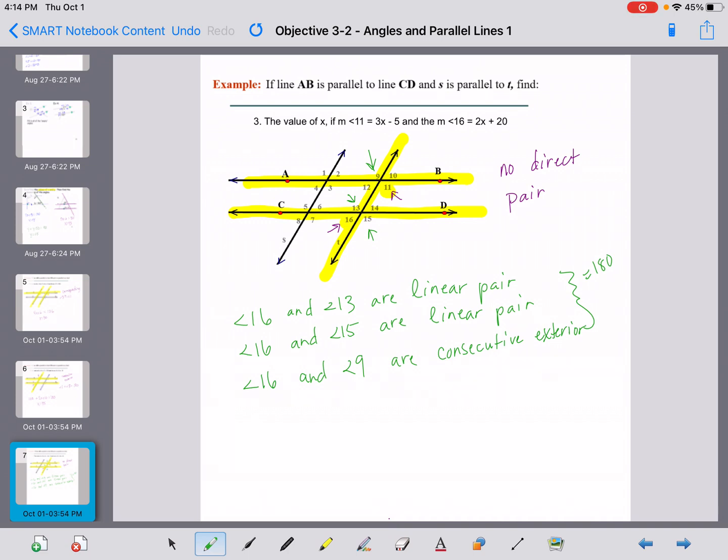I'm going to go with angle 15. Angle 16 plus angle 15 equals 180. Angle 16, so here's my substitution. And I'm going to substitute angle 15 with angle 11. So angle 15 equals angle 11. Remember? That's what we started out with. So what was angle 11? It was 3x minus 5. So right here, there's all my substitutions that I've made.